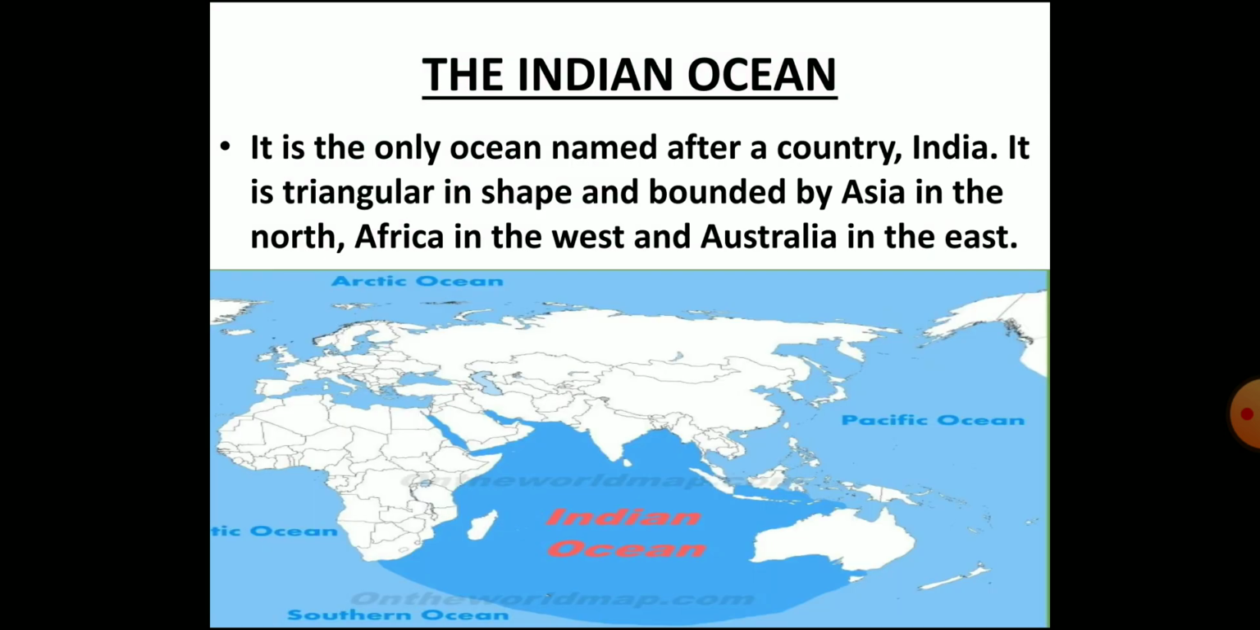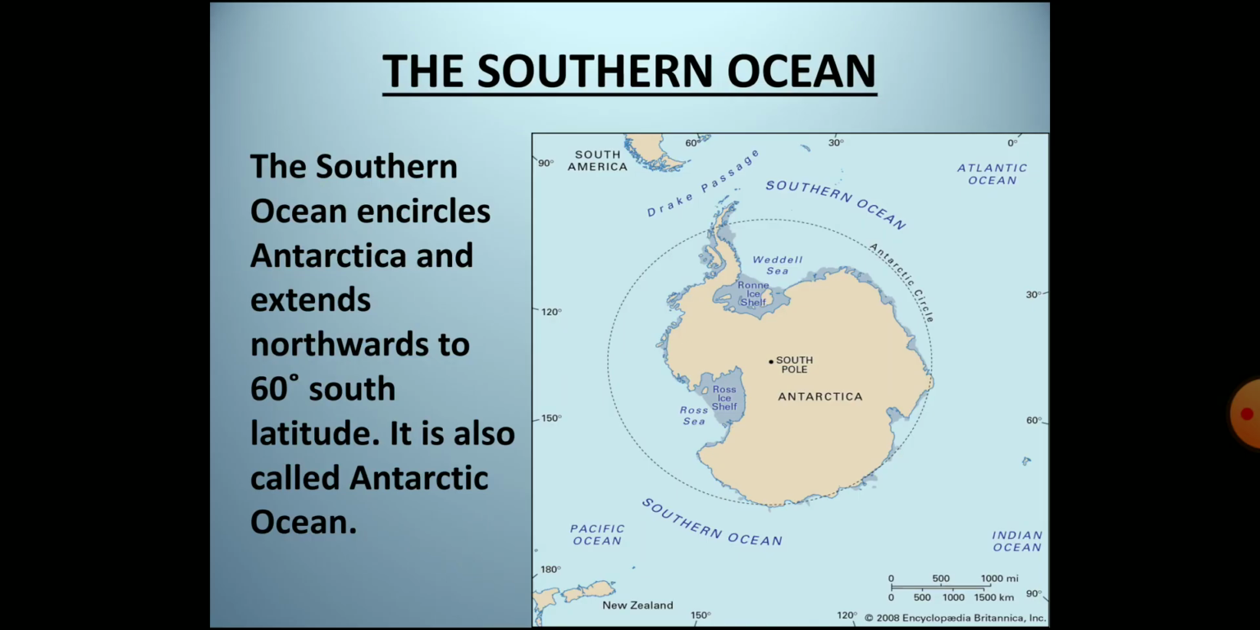The third largest ocean is the Indian Ocean. This is the only ocean which is named after a country, that is India. The ocean is almost triangular in shape. It is located between Africa, the Southern Ocean, Australia, and Asia, which is very clearly shown in the image in front of you. Next is the Southern Ocean, which is also known as the Antarctic Ocean. It is located between 60 degree south latitude and Antarctica.